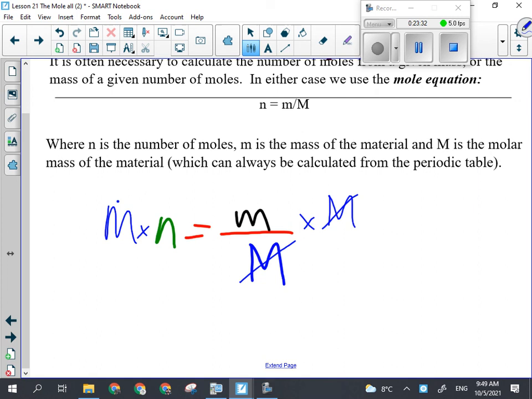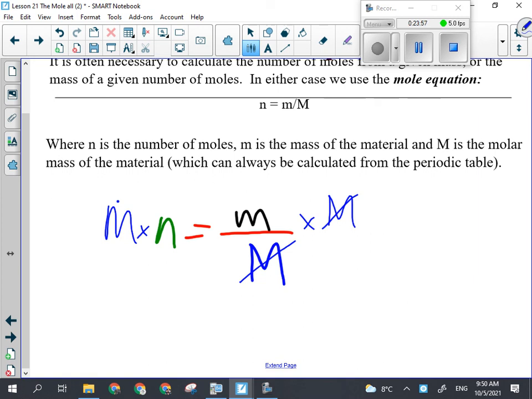We're never going to use this formula to solve for big M, because where do we get big M from? From the periodic table, right? That's what we learned to calculate. That's molar mass. We calculate that by adding numbers together from the periodic table. We'll never use this formula to solve for it, because we solve for it with that. Okay? So that's the only manipulation of that formula you're ever going to have to do.